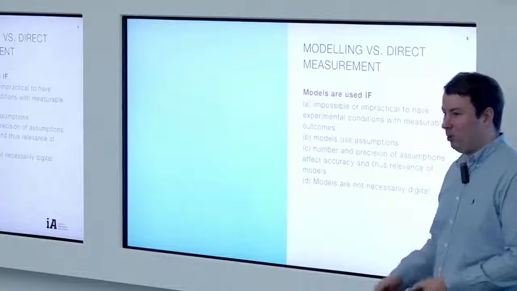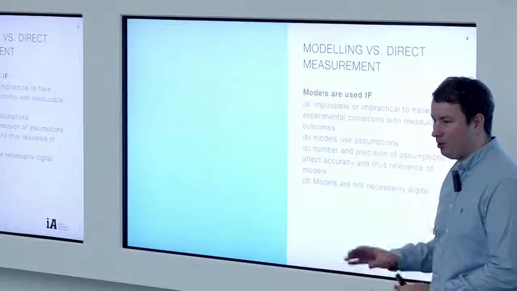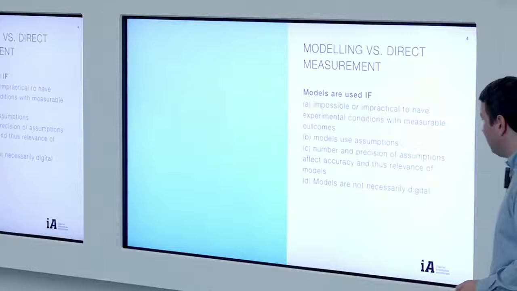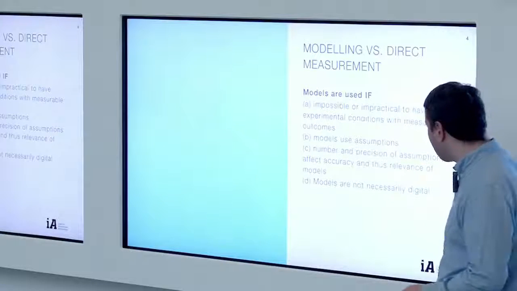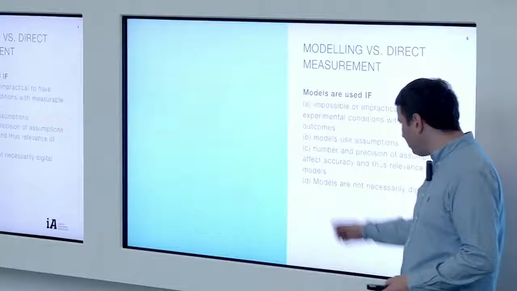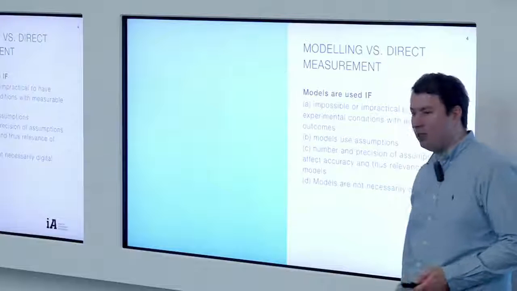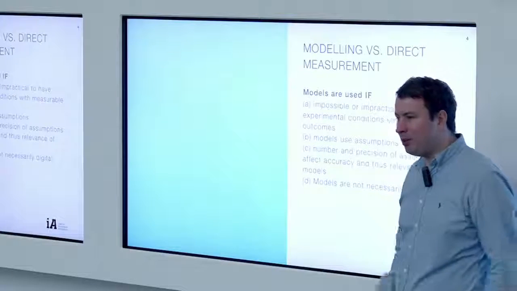So we, of course, for a design proposal, we don't build a whole city. We just do maybe some wood models or styrofoams or City Engine models. And they are simplified. Models use assumptions. And the number and precision of assumptions affect, of course, the accuracy. And this is usually what we as urban designers have a bit as a problem.